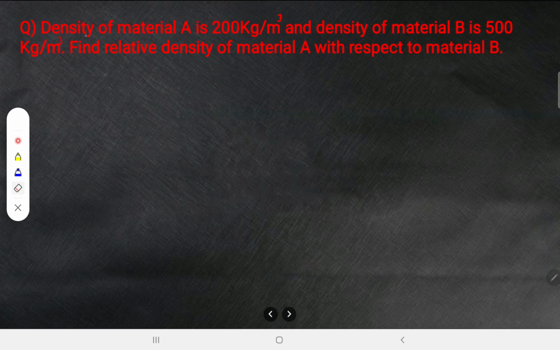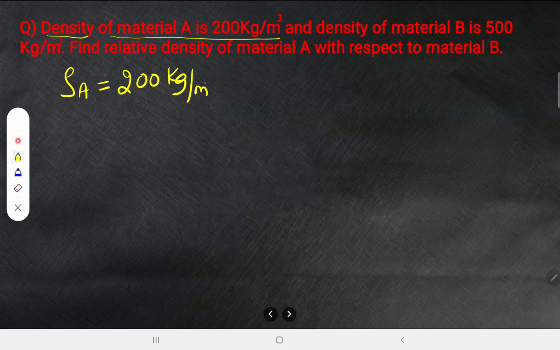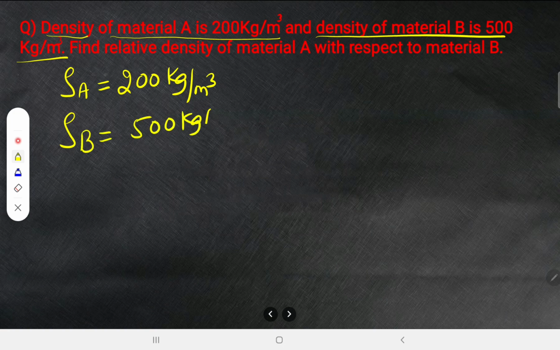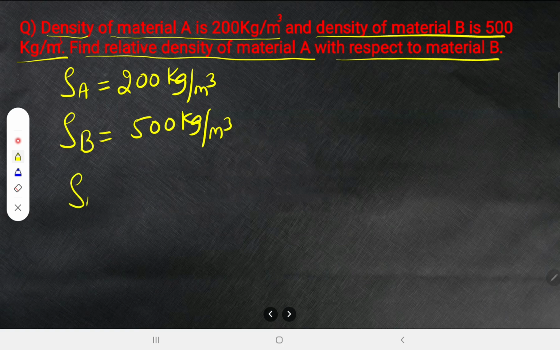Density means again absolute density only. Please remember that density of material A is 200 kg per meter cube, that is rho A. So rho A is equal to 200 kg per meter cube, and density of material B is 500 kg per meter cube. Now they are asking to find the relative density of material A with respect to material B, that is rho AB. Rho AB is equal to question mark.